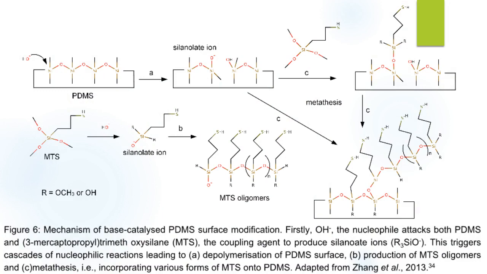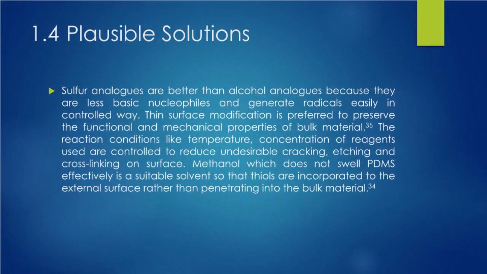Firstly, the nucleophile attacks both PDMS and 3-mercaptopropyl trimethoxysilane (MTS), the coupling agent, to produce silanoate ions. This triggers cascades of nucleophilic reactions leading to A, depolymerization of PDMS surface, B, production of MTS oligomers, and C, metathesis, i.e., incorporating various forms of MTS onto PDMS. Sulfur analogues are better than alcohol analogues because they are less basic nucleophiles and generate radicals easily in a controlled way.